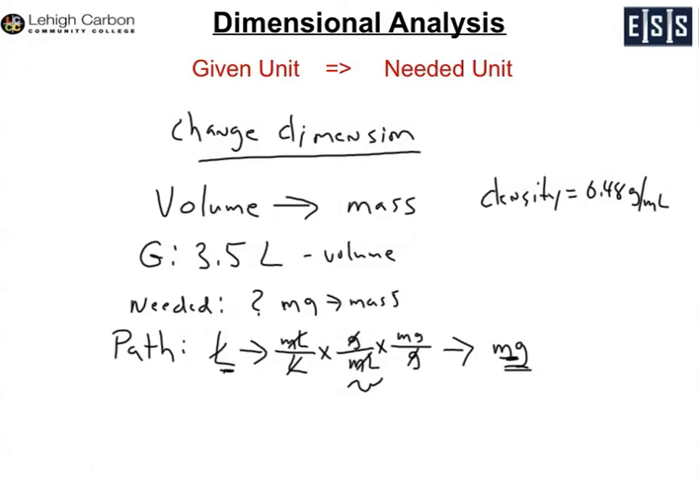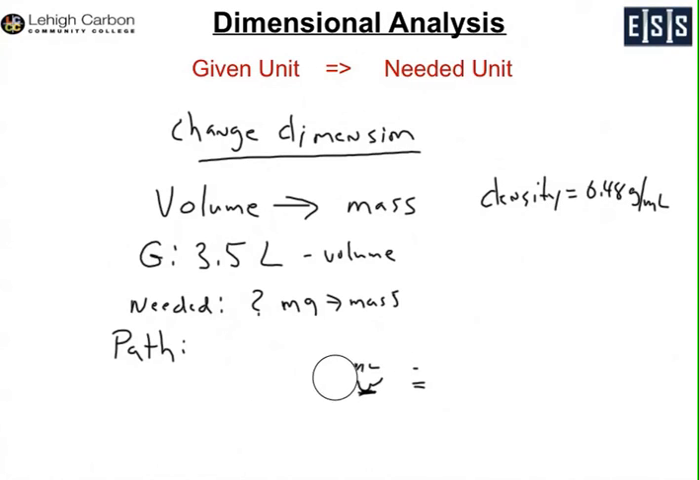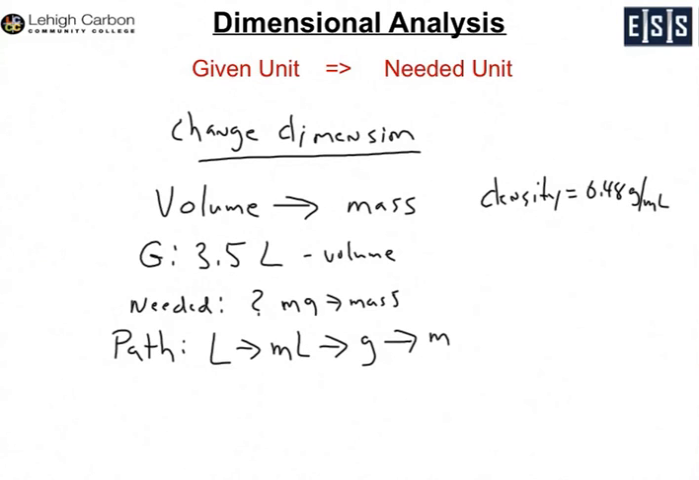So I essentially need three factors. I need a milliliters to liter factor. I need a grams per milliliter, which was provided in the problem. And I need a milligram to gram conversion to do this problem. So a way to look at this path: you're going to start with liters, convert that to milliliters, then convert the milliliters using the density to grams, and then from the grams you're going to go to milligrams. So your overall path will be in this direction.